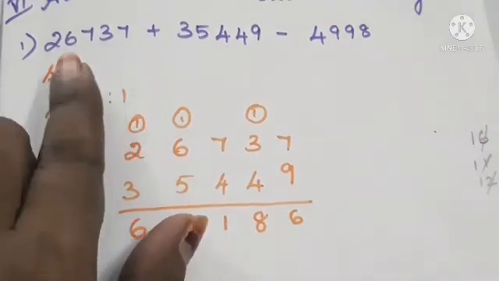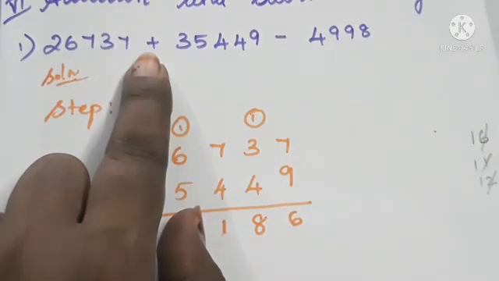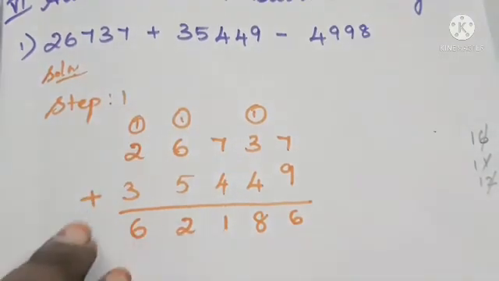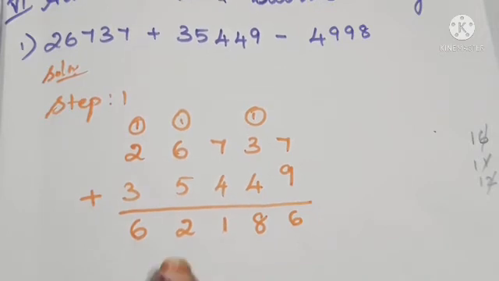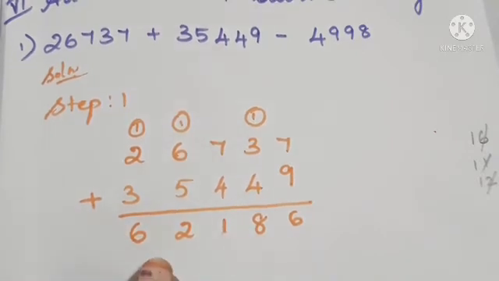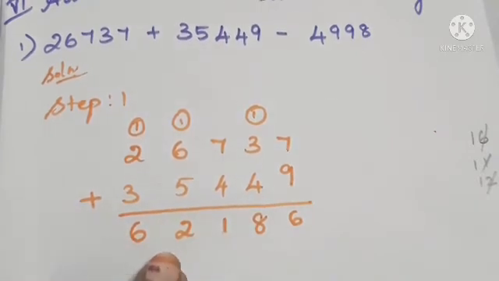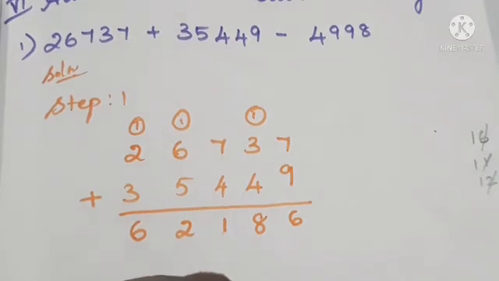So here first we have the addition symbol, addition operation. So we have to add the two numbers. Okay, so we added the two numbers and we got 62,186. Okay, 62,186. This is the answer for the step 1. Okay, so next for the step 2 we have to carry out the second operation using the answer of the step 1. Okay, for the step 2 next we can write step 2.